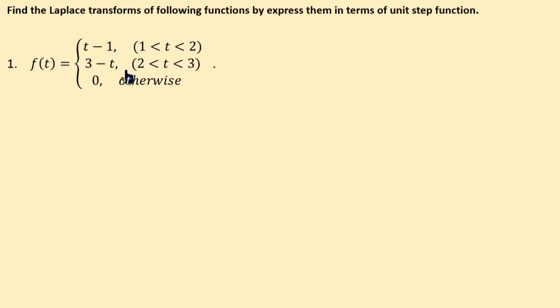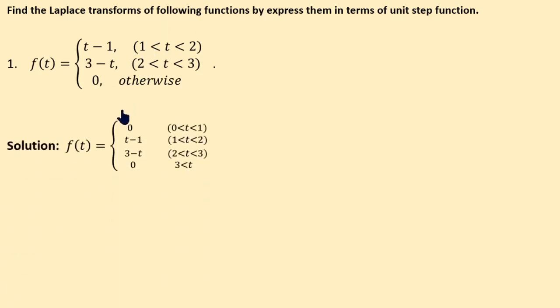Therefore, f of t can be written as 0 if t is between 0 and 1, t minus 1 if t is between 1 and 2, 3 minus t if t is between 2 and 3, and if t is greater than 3 assume that it is 0. Totally 4 functions from 0 to infinity. In the first interval it is 0, in the second interval it is t minus 1, in the third interval it is 3 minus t, and in the fourth interval it is 0.